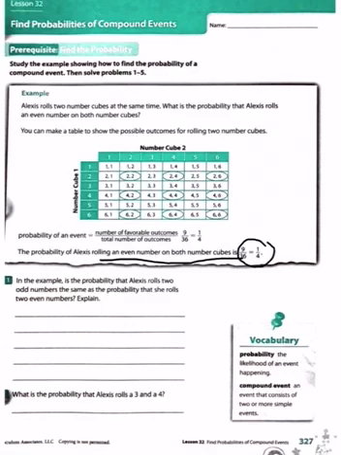Number 2, what is the probability that Alexis rolls a 3 and a 4? So for it to be 3 and 4, it would have to be this number here and this number here, which is 2 over 36. But remember, we have to reduce that down to 1 over 18.